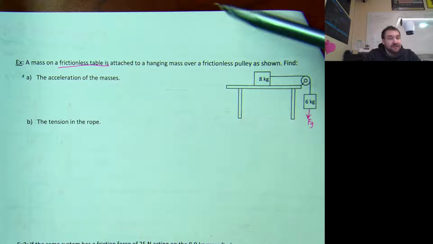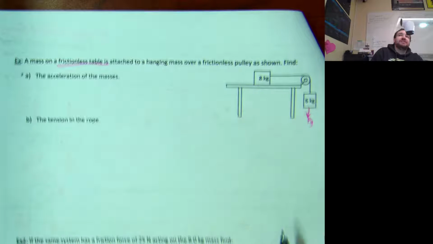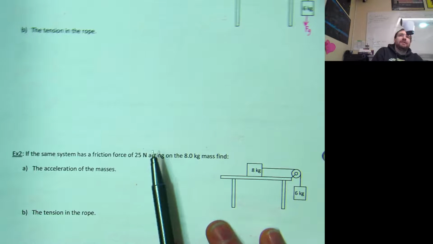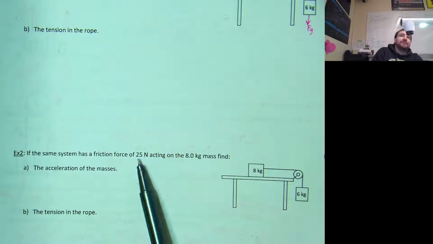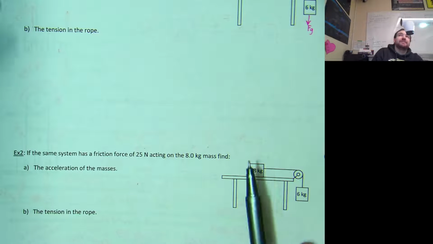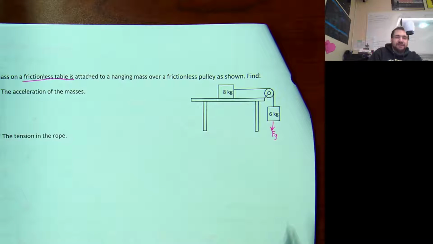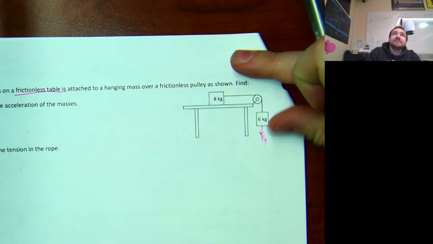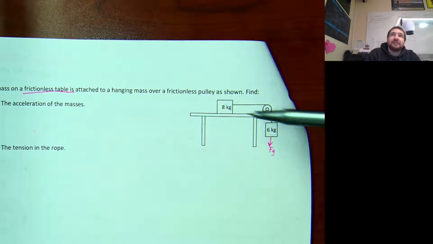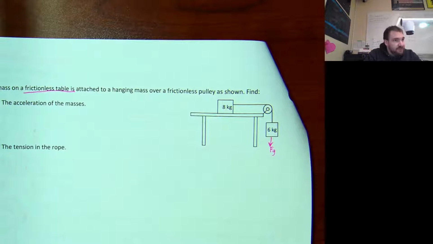So let's go through and analyze it. We're going to do this twice, once frictionless and once with friction. In fact, I don't give you the coefficient of friction, I tell you what the friction force is. So let's go through and do this. What are the forces that are acting on these two blocks? Let's draw the free body diagrams.